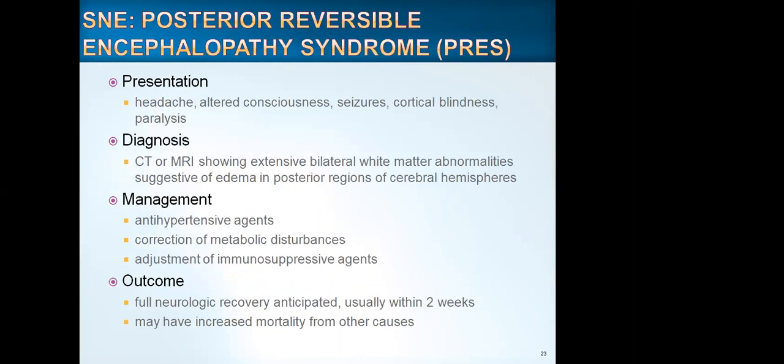PRES: we have seen this in many patients. Generally, before the episode, the patient will complain of headache, and slightly altered consciousness will be there. The patient will get seizures, cortical blindness, and paralysis. Diagnosis: again, CT and MRI we can do, and MRI is the best. Management: antihypertensives, we have to control the blood pressure of the patient. Correction of metabolic disturbance, and adjust the immunosuppressant agents. We have to check if the patient is on cyclosporine, stop that one, and switch to another like MMF.